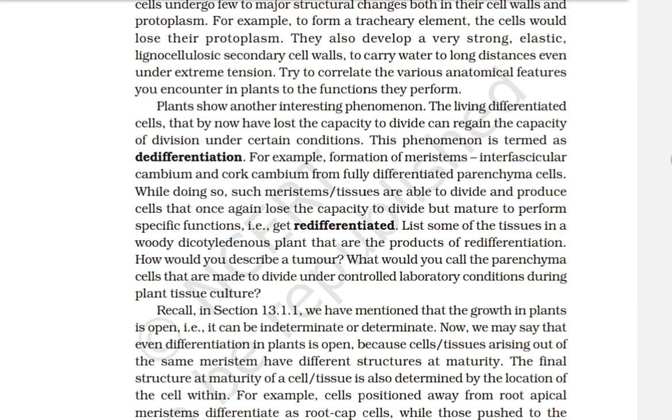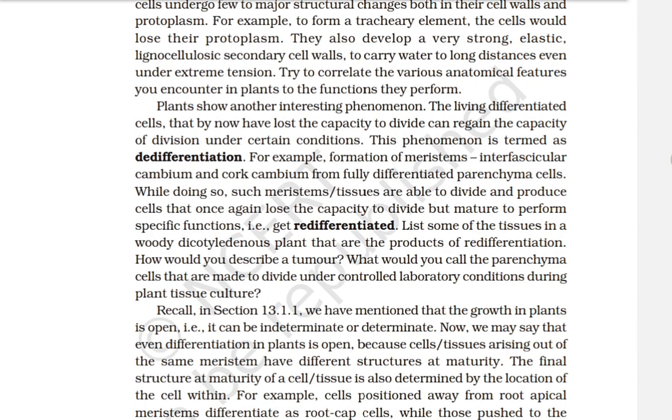For example, to form a tracheary element, the cell would lose their protoplasm. They also develop a very strong, elastic, lignocellulosic secondary cell walls to carry water to long distances, even under extreme tension. Try to correlate the various anatomical features you encounter in plants to the function they perform.